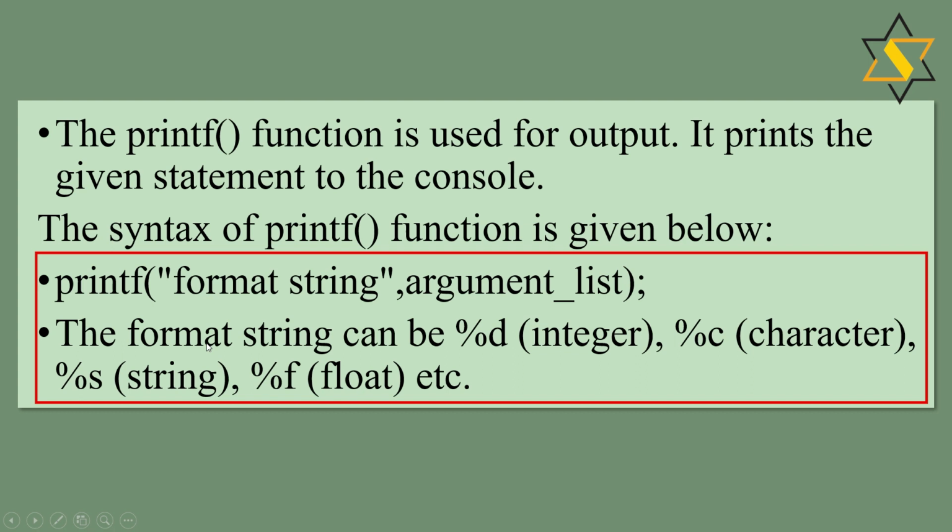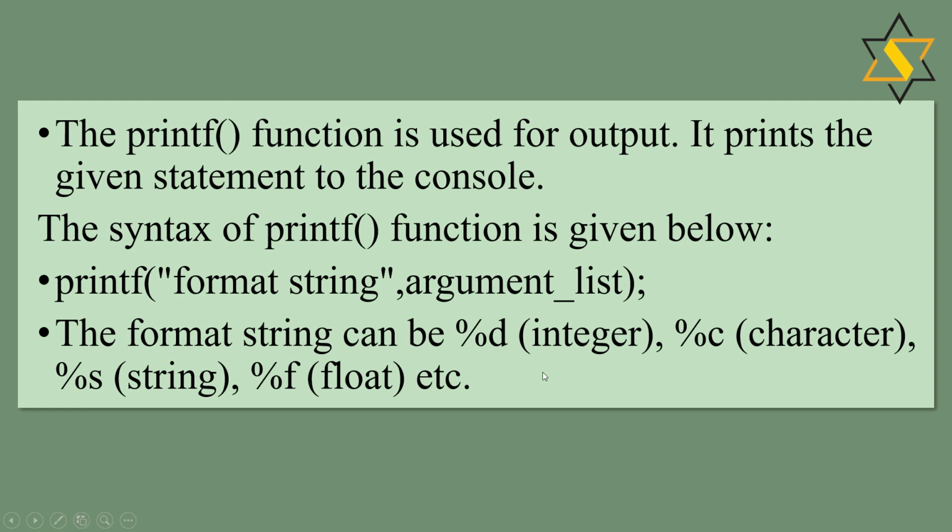Then %d: if you want to print an integer type, then inside this format string you have to mention %d for integer, for digit. If you want to print a character, then %c. If you want to print a string, then %s. If you want to print a float, then %f. So this statement is used to print what kind of values you want to display, whether integer type, floating point or character type.